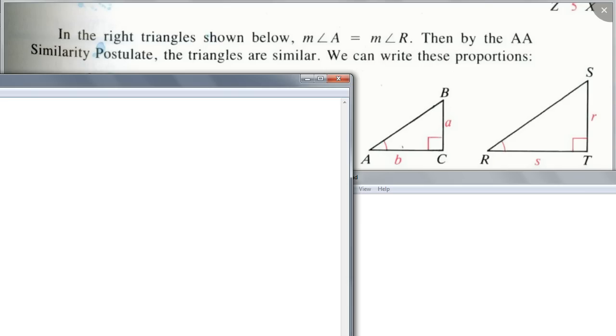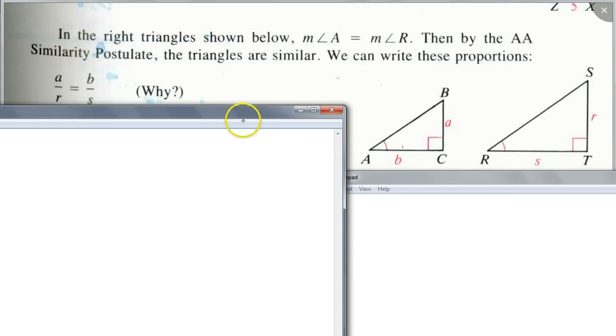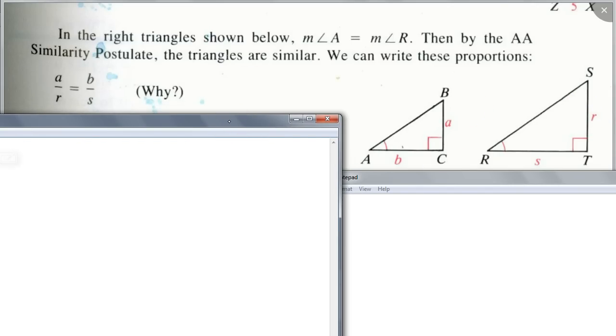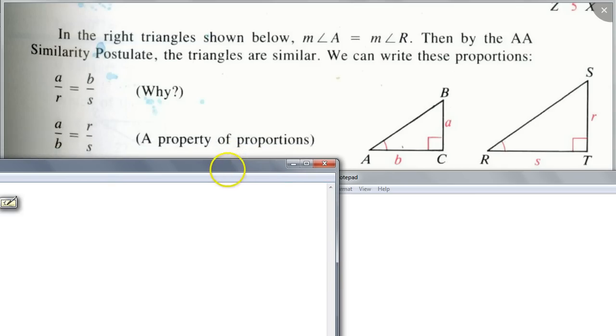Jocelyn? So side A to R is equal to what? B over S, would you not agree? Those are corresponding parts of similar triangles, they're in proportion. If that's true, let's use the property of proportion to rewrite this as A over B is equal to what? Using the property of proportion, R over S. Would you not agree? What do we know about the ratio A over B? What is that called?